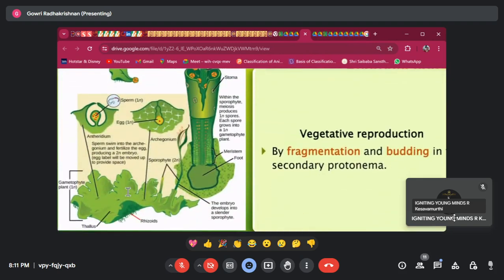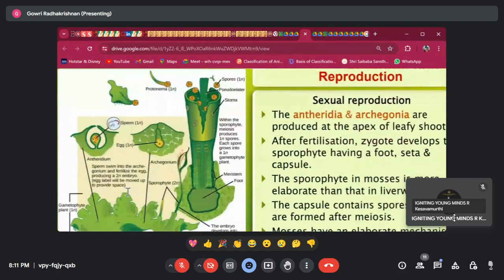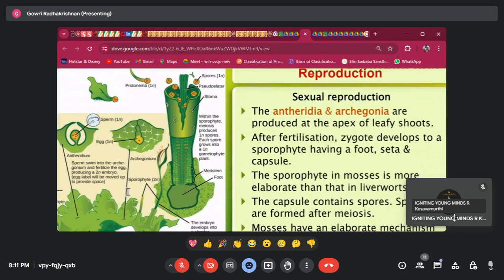And then vegetative reproduction is by fragmentation and budding in secondary protonema. Sexual reproduction happens by antheridia and archegonia, which are produced at the apex of the leafy shoots. The upper portion of the leafy shoots. And after fertilization, the zygote develops into a sporophyte having a foot, seta, and capsule.